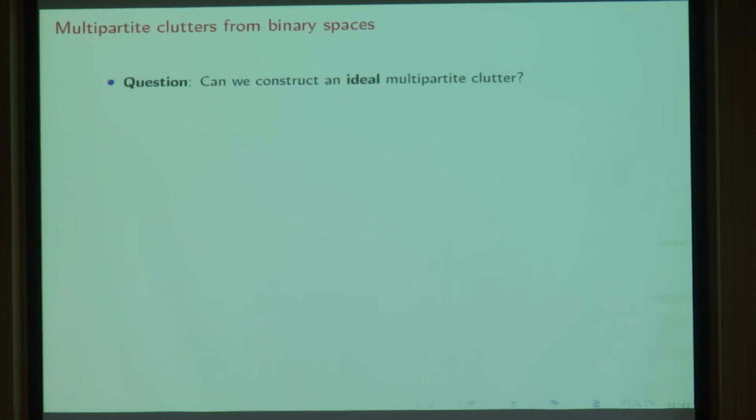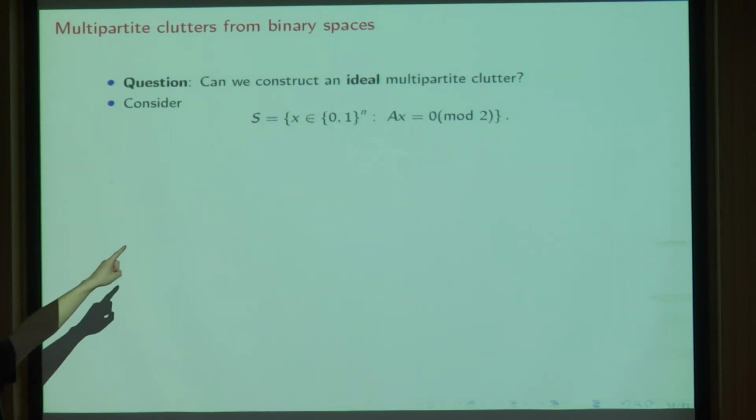So then the question is, can we construct an ideal multipartite cluster? Somehow, maybe I can handle the high covering number side, and the next question is, can we make it ideal? So that I can have the property of idealness and large covering number. The first part is the following.